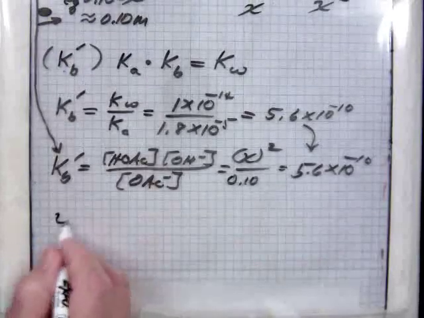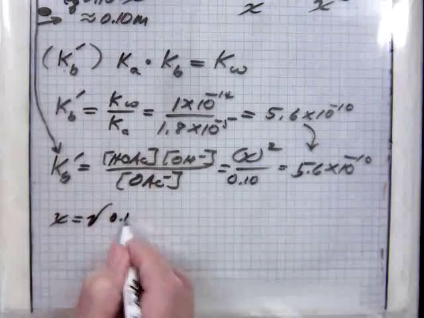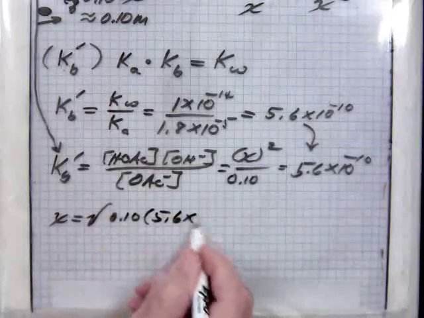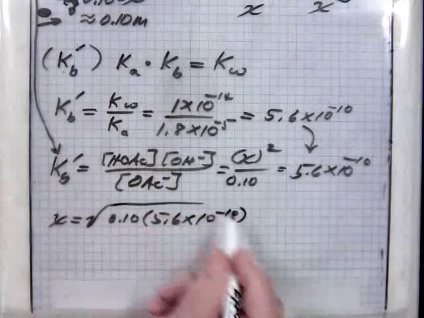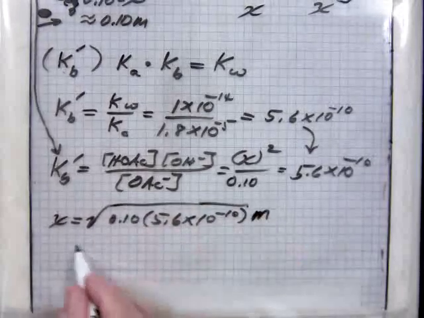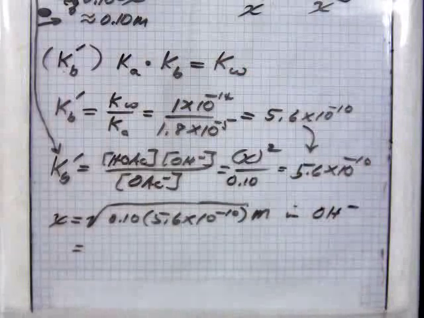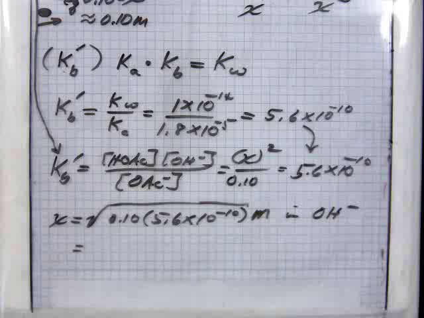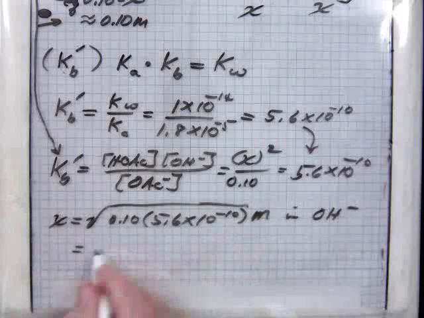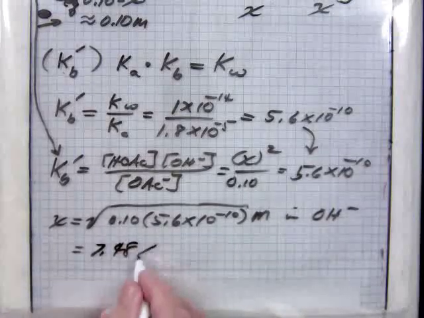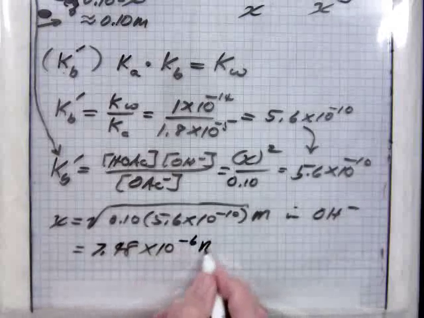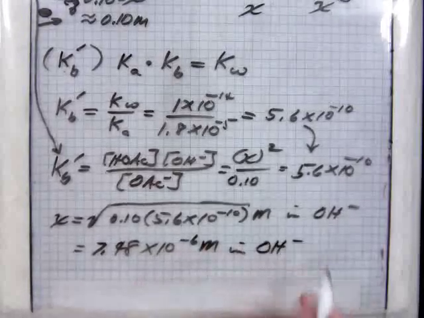Okay, so continuing, we have x equal to the square root of 0.10 times 5.6 times 10 to the minus 10. Please let me know if I'm going too fast for you. Molar. And now this is in hydroxides, as we showed you up here. So that's 5.6 times 10 to the minus 10 times 0.1, square root. And so that's 7.48 times 10 to the minus 6 molar in the hydroxide ions.